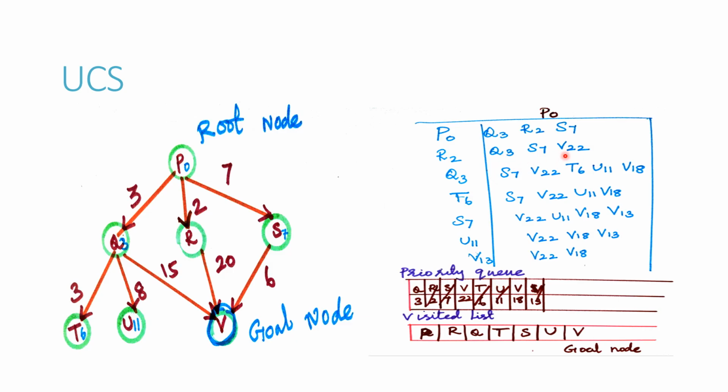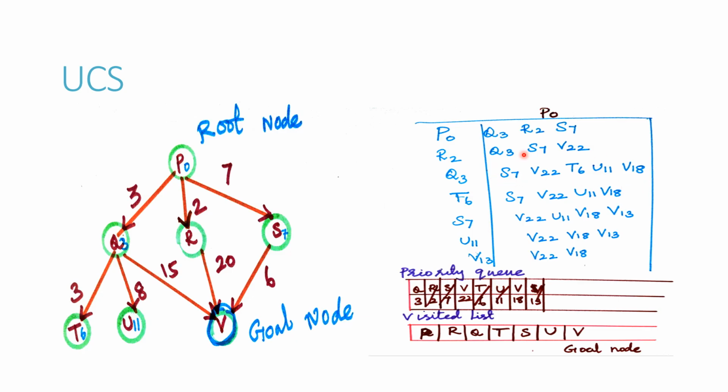Comparing all the values, based upon the position when we are placing the particular node into the priority queue, 3 is the lowest value. Move Q to the visited list and expand Q. After expanding Q, the successors of Q are T, U, V. The T cumulative cost is 3 plus 3, 6, and the U cumulative cost is 3 plus 8, 11, and the V cumulative cost is 3 plus 15, 18. So all the values we can keep in the priority queue.